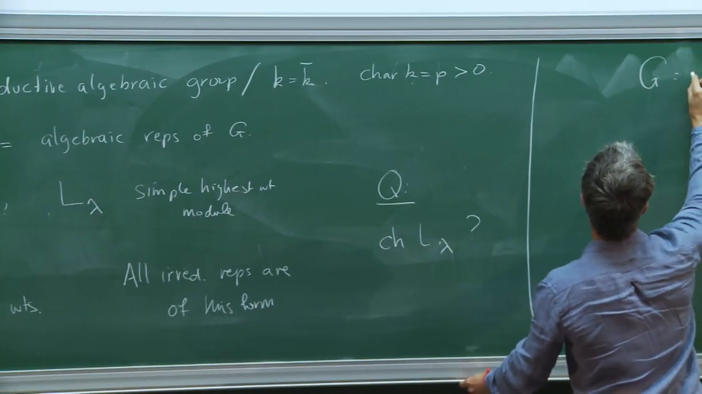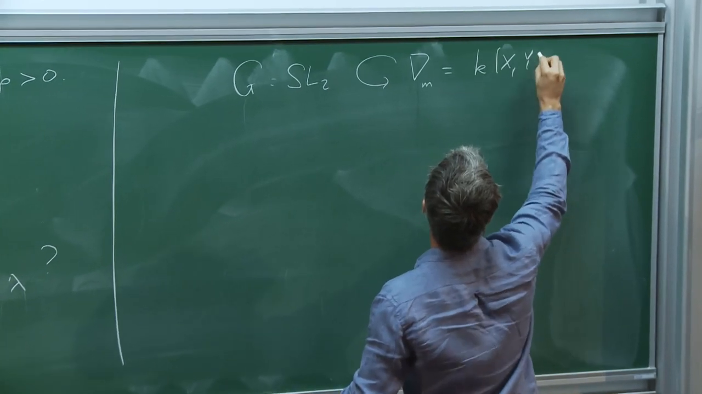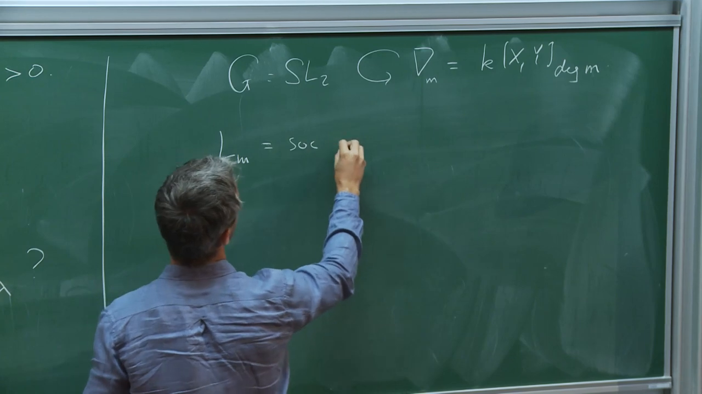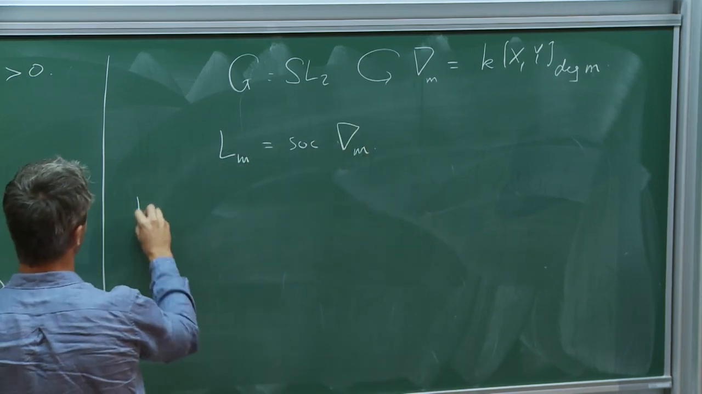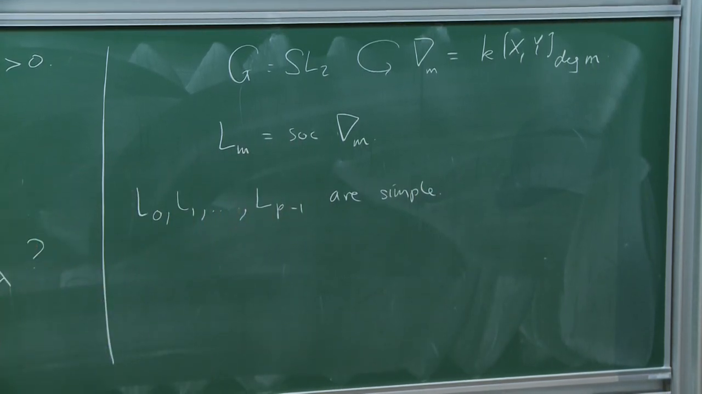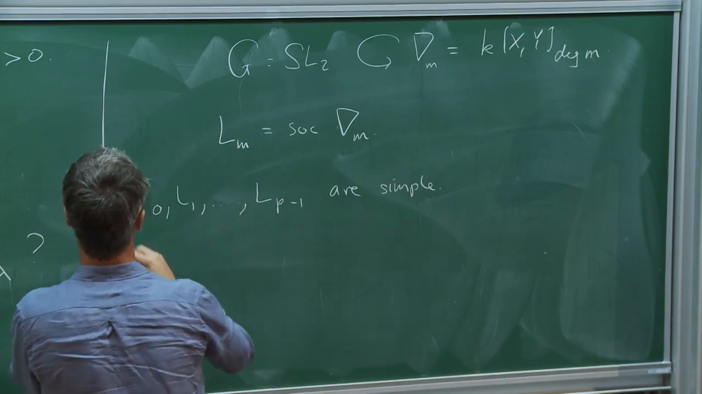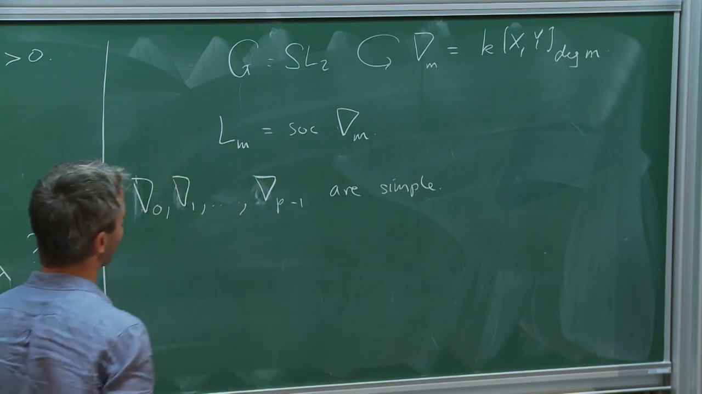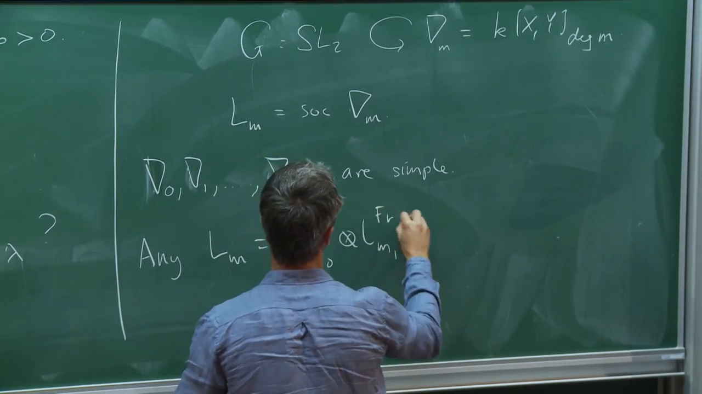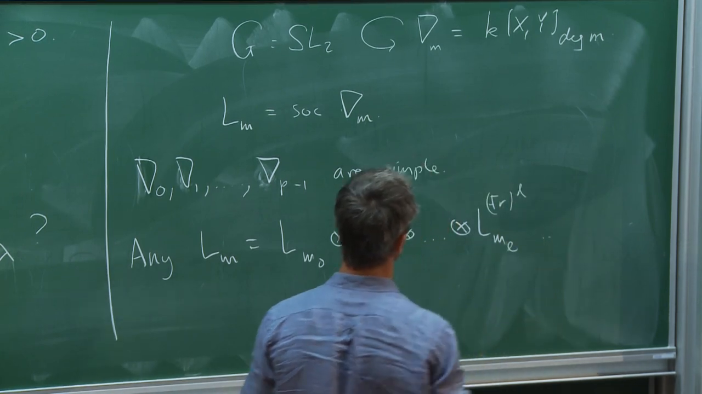Just to give you some idea of what is known about this, if G is SL2, then this acts on nabla M, which is polynomials in two variables of degree M. In this case, L of M is the socle of nabla of M, and L of 0, L of 1, up to L of P minus 1 are simple. This is not a difficult exercise. These are all simple, and any L of M is L of M0 tensor L of M1 Frobenius twisted, and so on. It's actually a general theorem in this context, though.